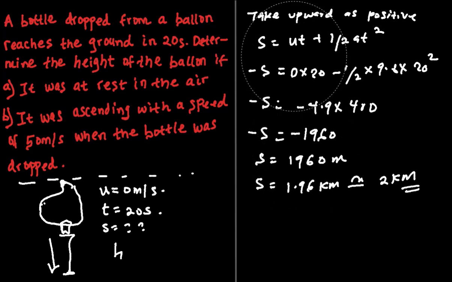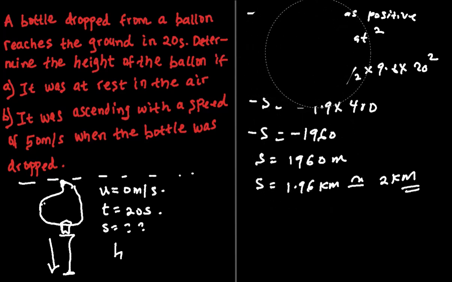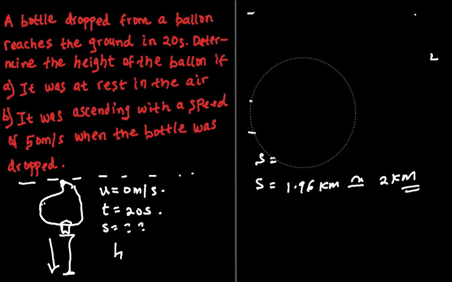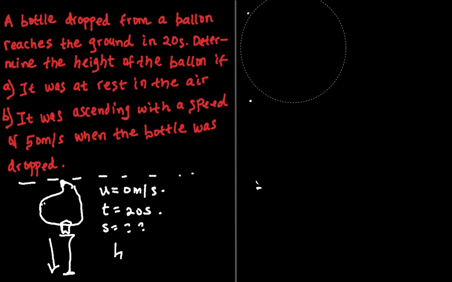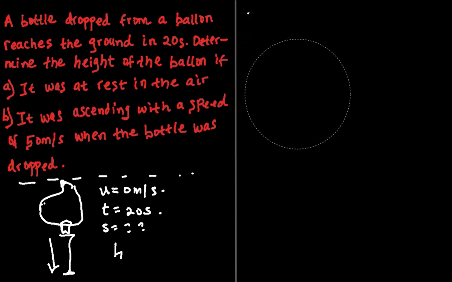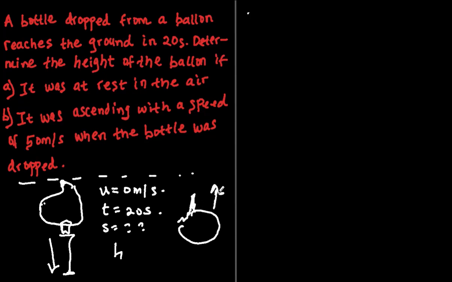Now, in the second question, the balloon was not at rest. The balloon was going upward. All right, so it has initial velocity. So in the second problem, the balloon was going upward. So that means this balloon, let's say this is the balloon, is rising, and it has an upward velocity of 50 meters per second. So remember we said always put this first, take upward as positive.